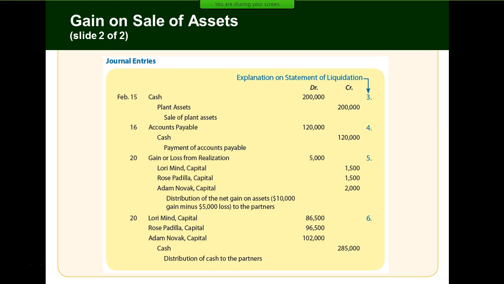Now the gains or the losses from the accounts receivable and the inventory are going to be allocated to the various partners. The $5,000 is going to be allocated 30, 30, 40. So 30% gets allocated to Lori, or actually this was a gain from the realization here. $1,500 is going to Lori, Rose is getting $1,500, and Sam gets 40%. This is the distribution on the net gain of assets minus the $5,000 loss to the partners. So the accounts receivable had a $5,000 loss. The inventory sale had a $10,000 gain. The net amount is a $5,000 gain, which is going to each of their capital accounts.